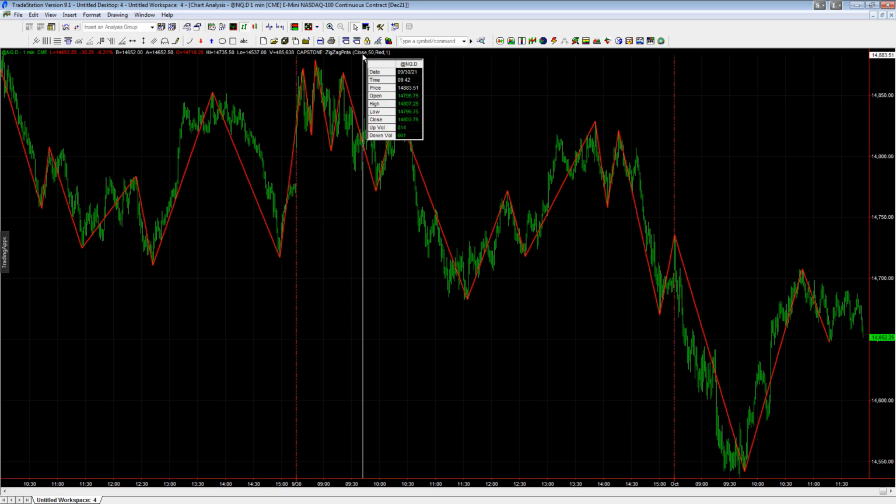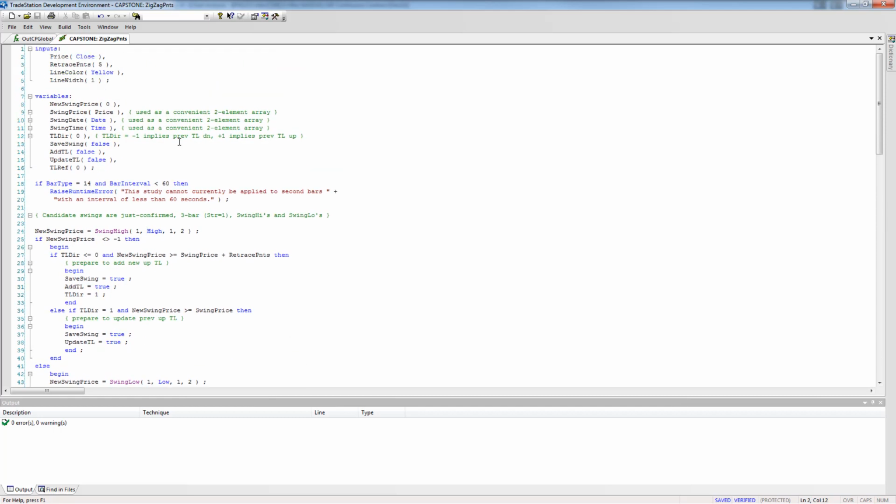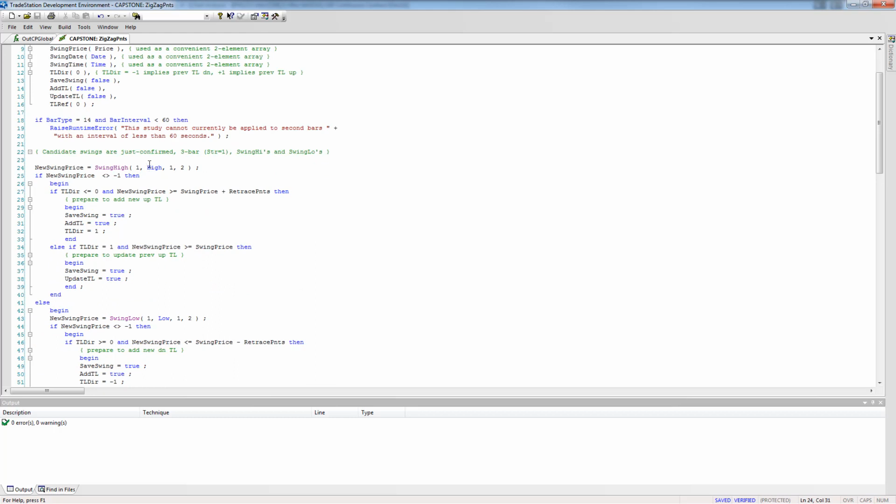It uses the close by default. But what I've done is I've opened that indicator, and in TradeStation it's called zigzag PNTS, and it uses the price right here. I changed these from price, which is an input that's set to the close, and I use the swing price for the swing high as the high, and the new swing price for the swing low as the low, because in trading our risk is based on the highs to lows, and when we put in a stop loss, we don't place our stop based on if it closes at a price.